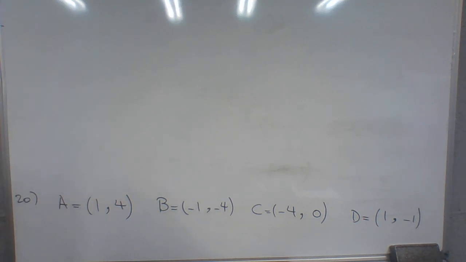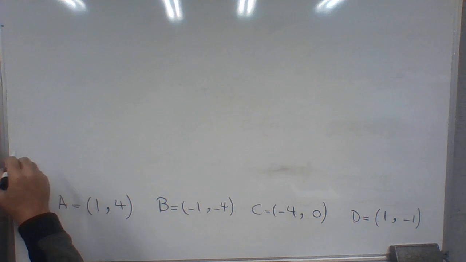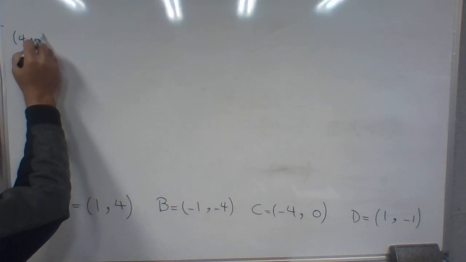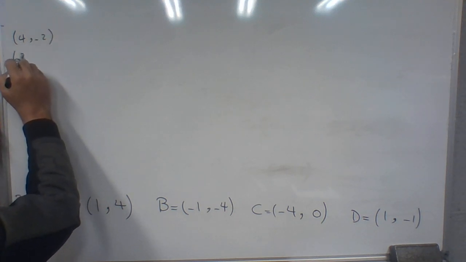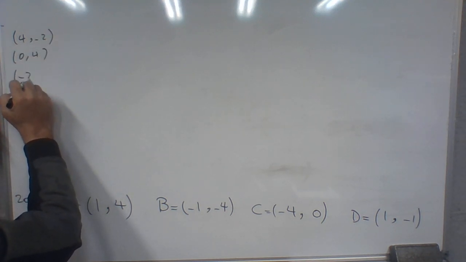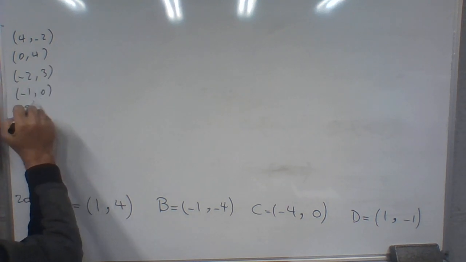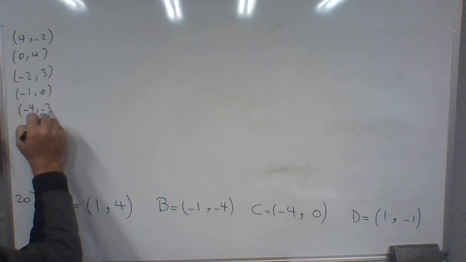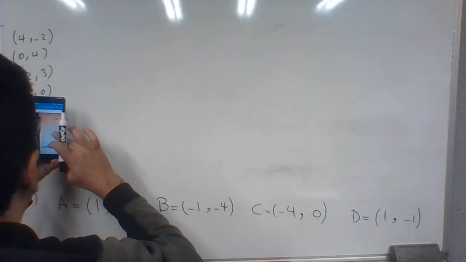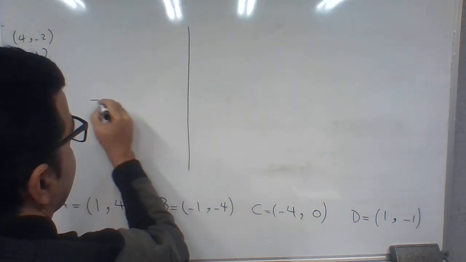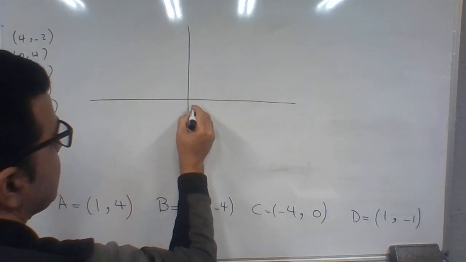Okay, number 21. Plot the following. So we have 1, 2, 3, 4, 5 points we want to plot. So 4 and -2, 0 and 4, -2 and 3, -1 and 0, -4 and -3. Okay. So we draw the graph. We have 5 units in each direction.